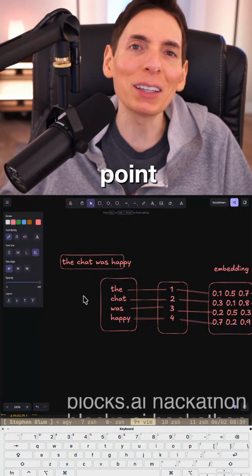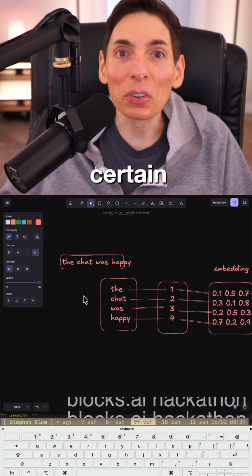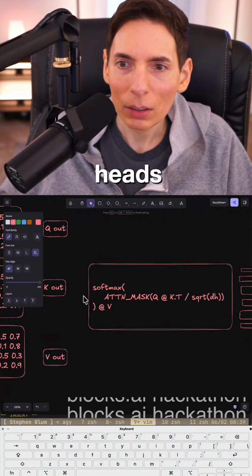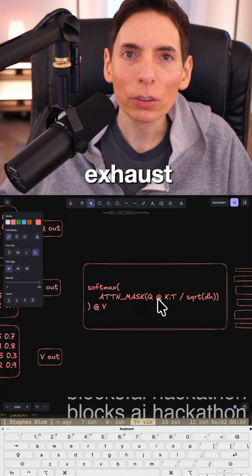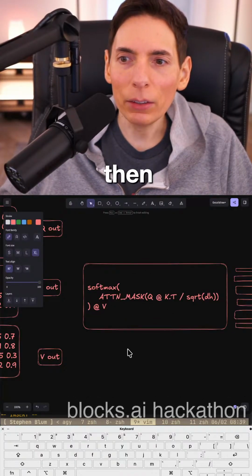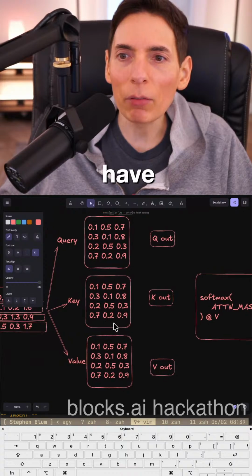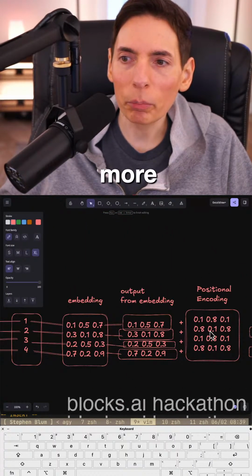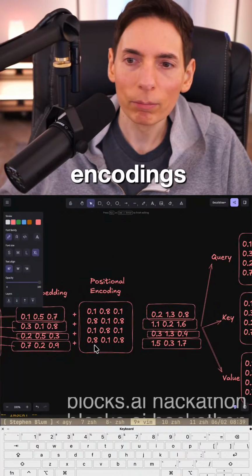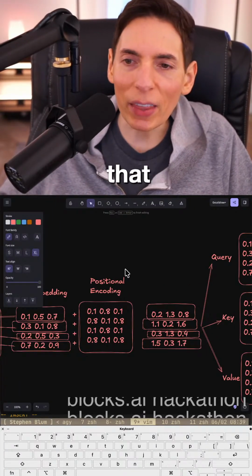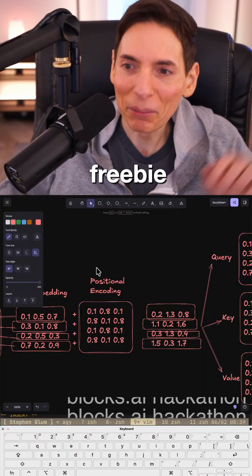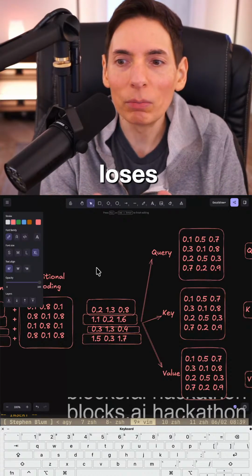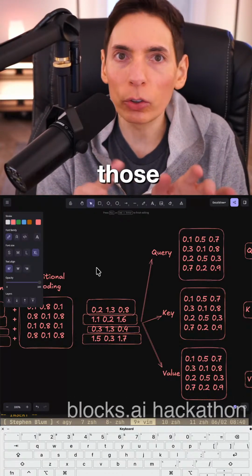Yeah, that's right. That's a good point, Derek. At a certain point, the scaling factor of the attention and the heads could run out, could exhaust, right? And then maybe you'd have more dimensions on your embedding in that case, right? You could do more, and then you would also need more positional encodings to be able to satisfy larger contexts, which is easy. That's a freebie. Though you could keep generating over and over, and then eventually it loses unless you train it. So you need to train it on those later contexts, right?